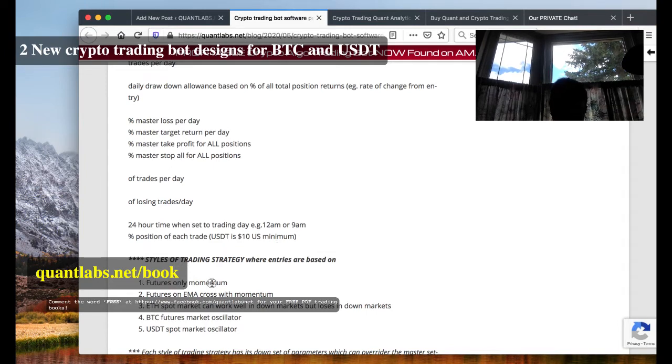And here, the futures only momentum is just that. It's only going to trade futures based upon momentum conditions when there's a strong trend for the futures. I've also tested that, and it's got its own trigger points to make an entry happen. But I've modified that as a second strategy style that is momentum based, and it's using a very simple EMA exponential moving average cross.